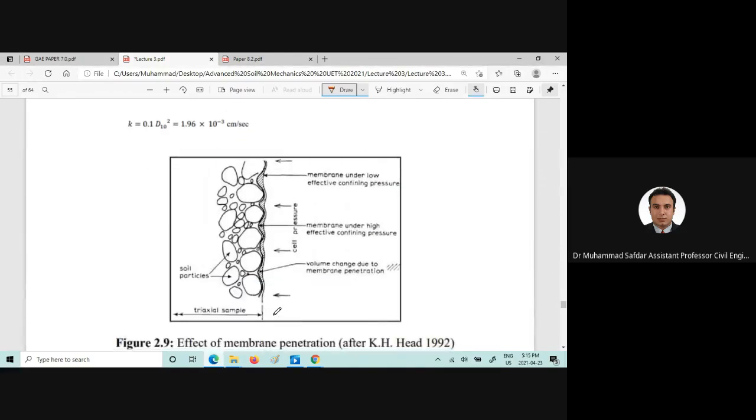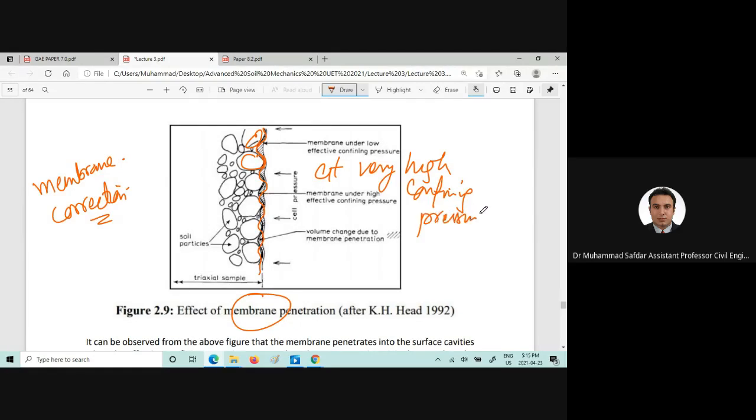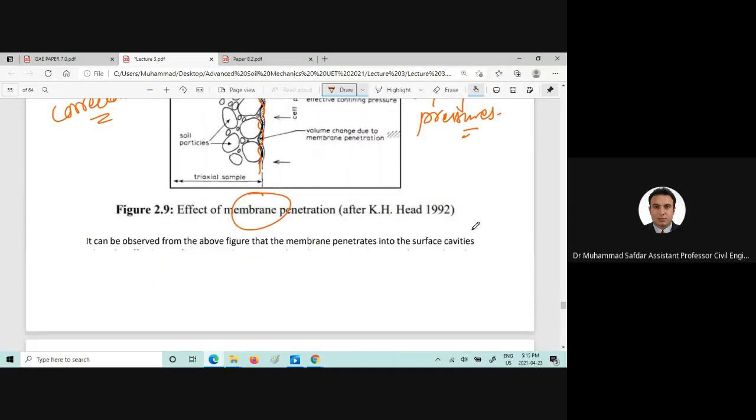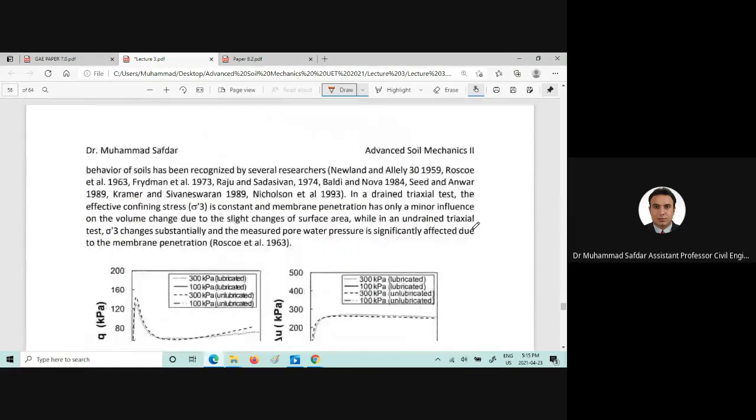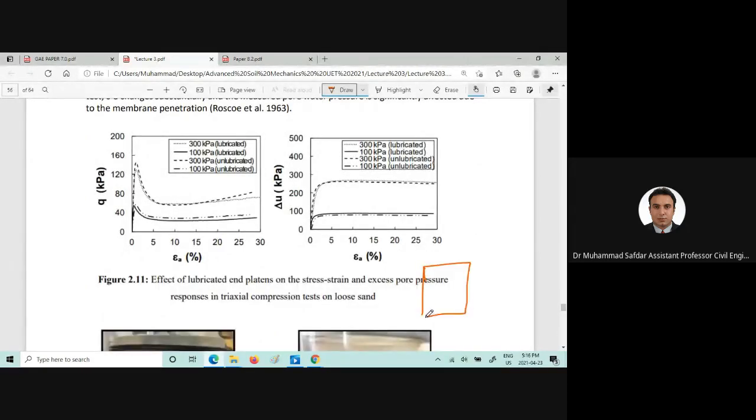Now there is also an interesting area. For example, membrane penetration or the membrane correction should also be applied, because at higher stresses, you can clearly see the membrane will become like this at very high confining pressures. Information is given there.